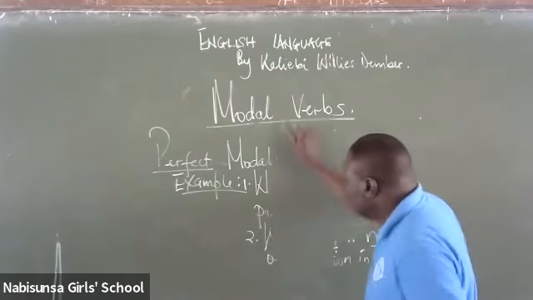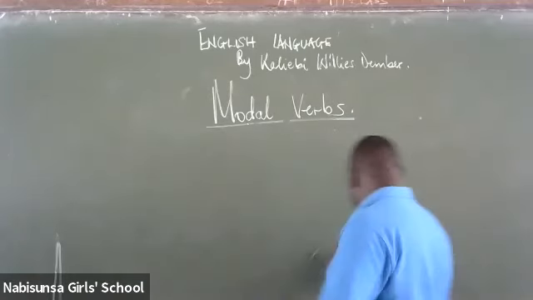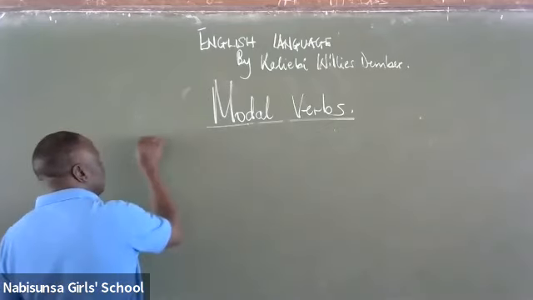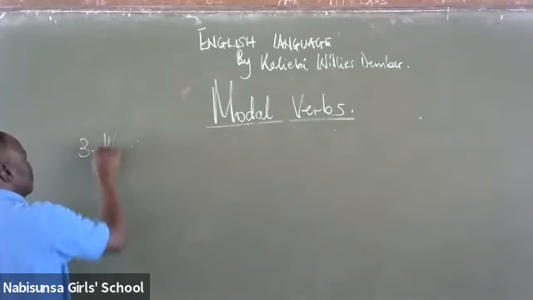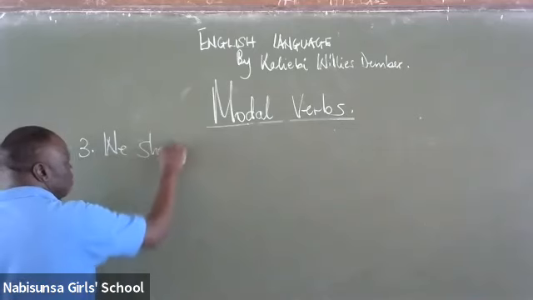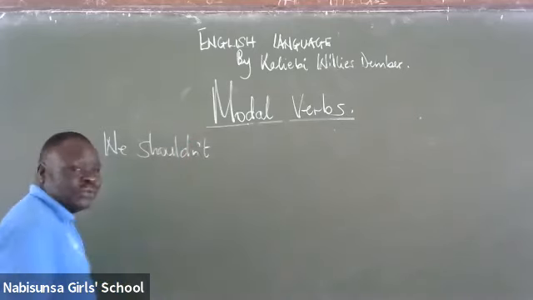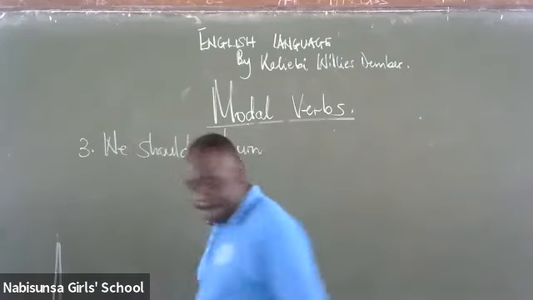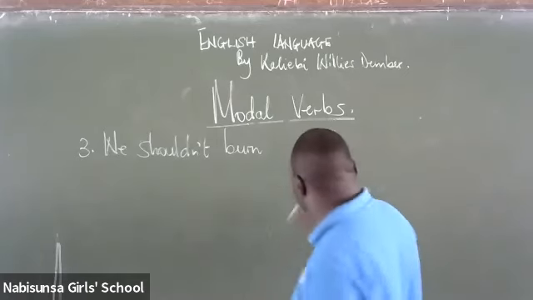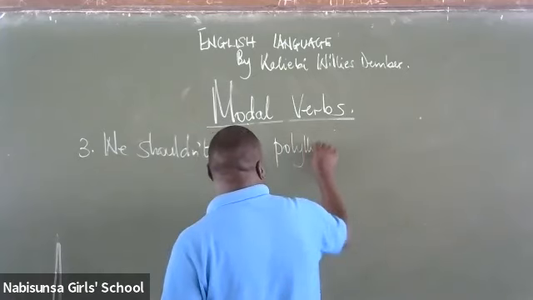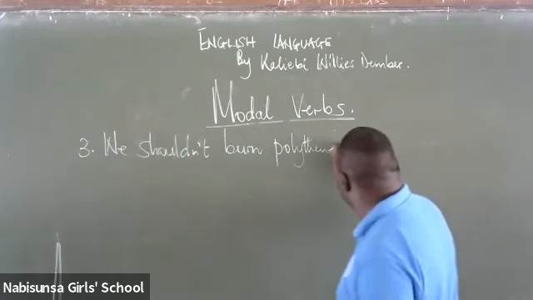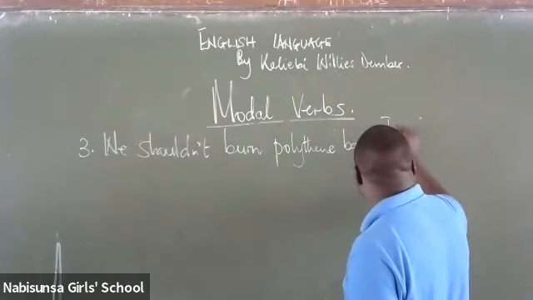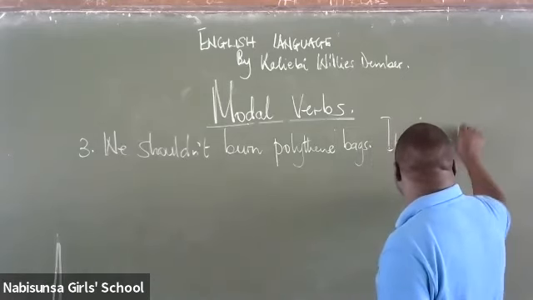Example 3. Example 3 says, we shouldn't ban. Please, students, don't say shouldn't. That is very poor English. We shouldn't ban polythene bags. Full stop. It pollutes the air.